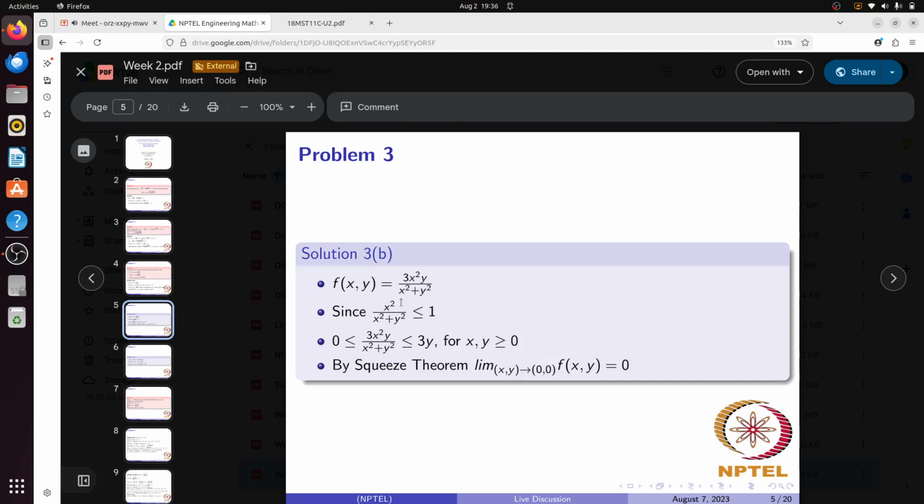Now x² by x² plus y², this is always greater than 0 but less than or equal to 1. So 0 is less than or equal to 3x²y by x² plus y², which is less than or equal to 3y. So for (x,y) tending to 0, by the squeeze theorem, your f(x,y) becomes equal to 0. And for the other case you can just alter the inequality to get your answer.